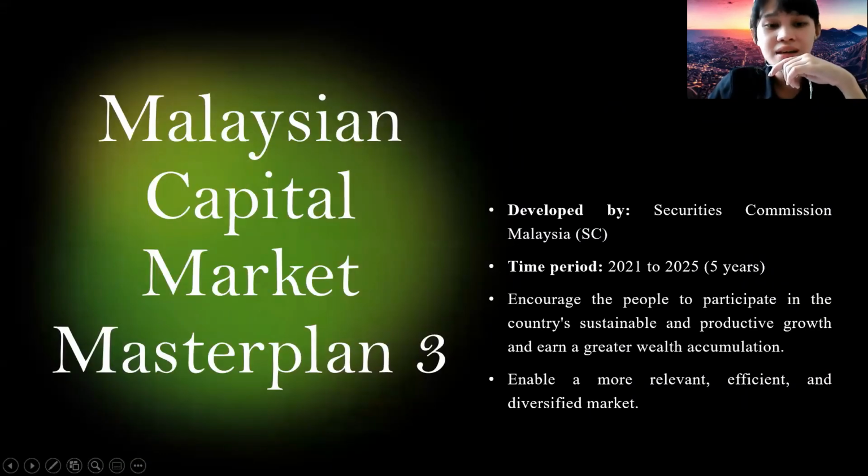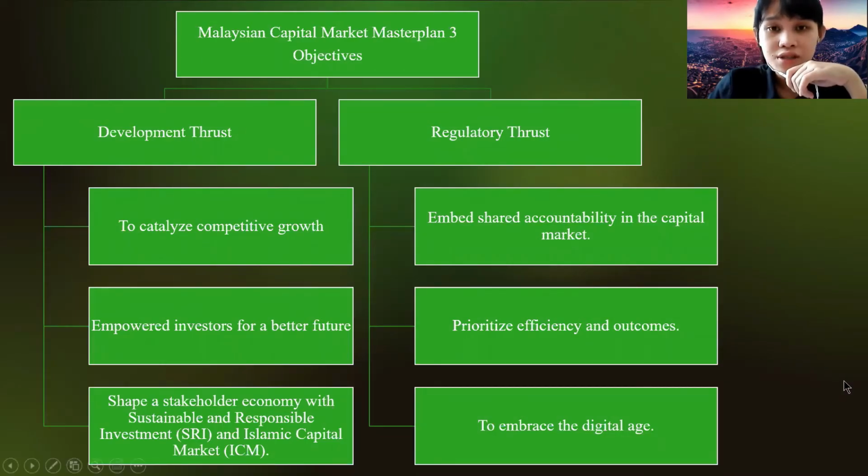So the Malaysian Capital Market Master Plan 3 is developed by the Securities Commission Malaysia, better known as SC. It is developed for a period of 5 years, from the year 2021 to 2025. It is developed to encourage people to participate in the country's sustainable and productive growth and earn greater wealth accumulation. Besides that, it also aims to enable a more relevant, efficient, and diversified market. The Master Plan 3's objectives are divided into two parts, which are the Development Trust and the Regulatory Trust.